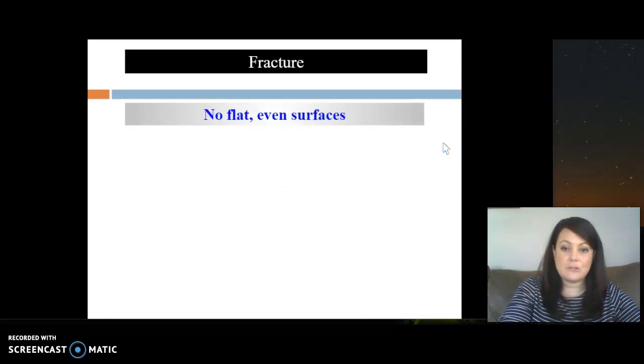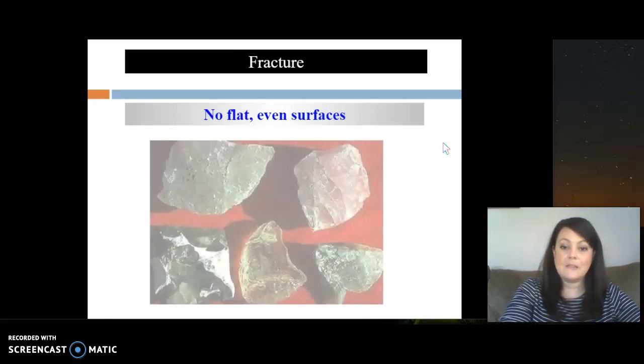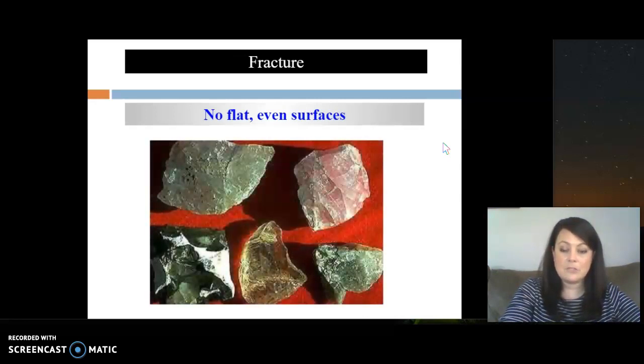When it fractures, you will not find any flat, even surfaces. As you can see in all of these samples, they're all very rough. There's no flat surfaces there.